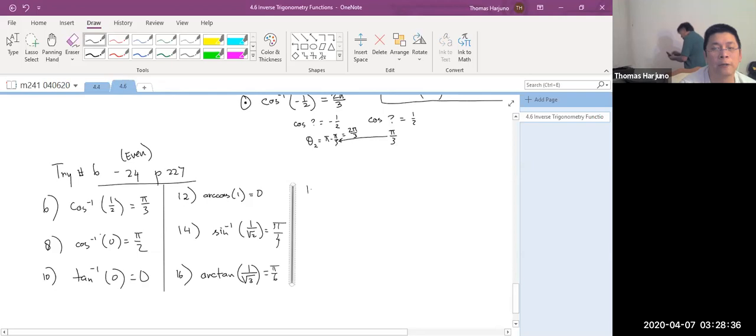Number 18. Arc sine of negative radical 3 over 2. This must be negative. And then the angle will be pi over 3. Yes.